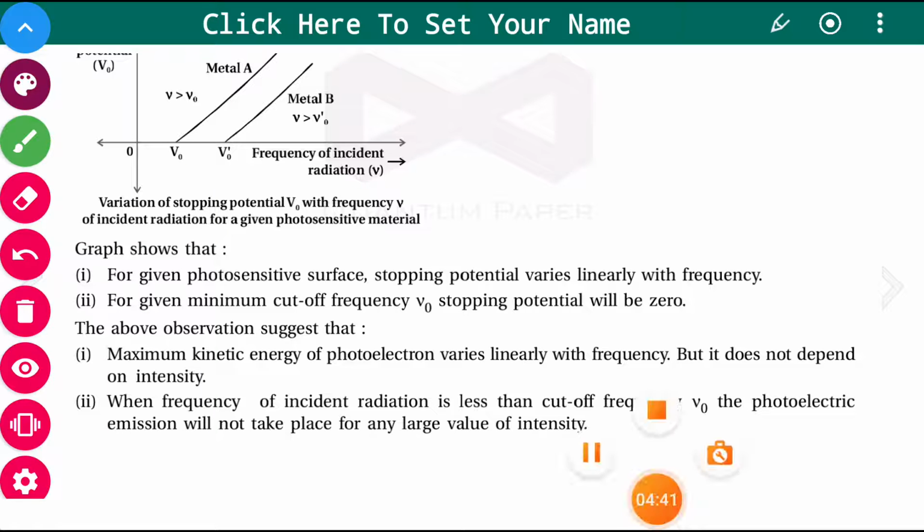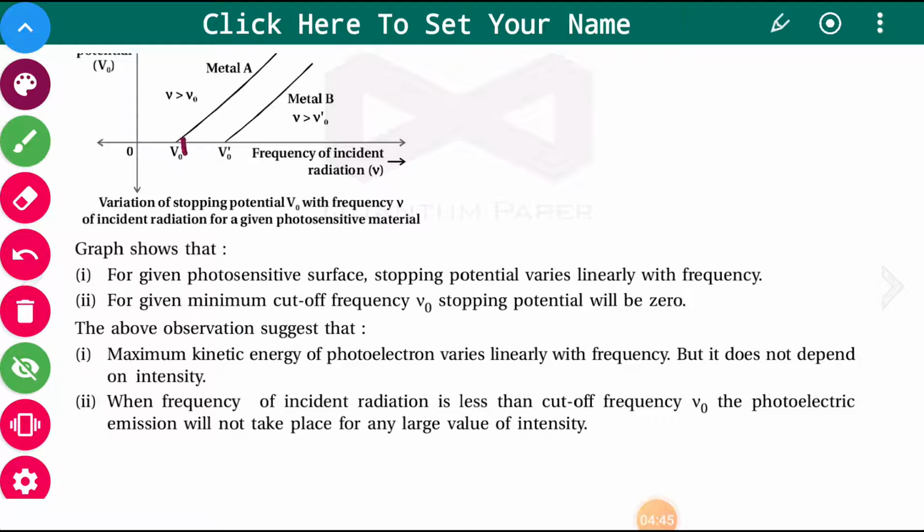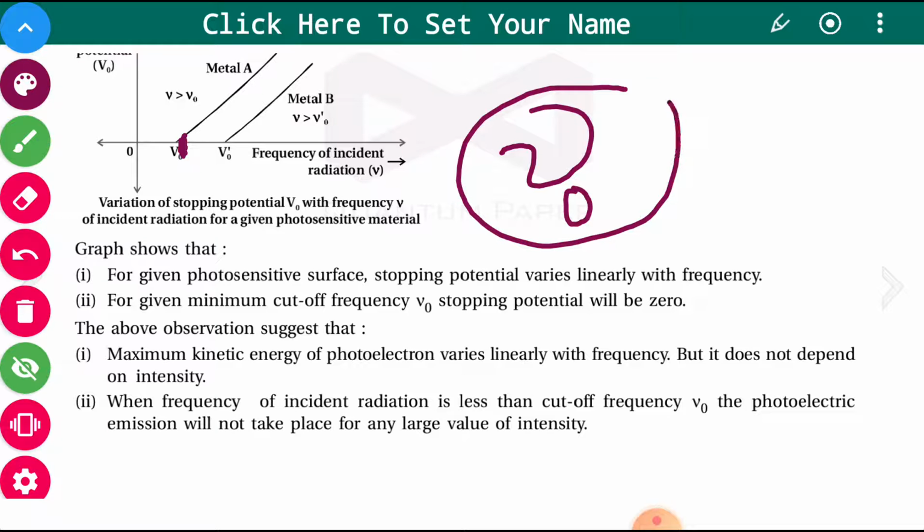If you do not have the proper frequency, that is, more than the cutoff value, then there will be no photoelectrons emitted. Try to understand, you require a minimum frequency for the emission of the electron. If you keep a very high intensity but your frequency of incident radiation is not more than the cutoff frequency or threshold frequency, there will not be any photoelectrons emitted from the photosensitive surface.